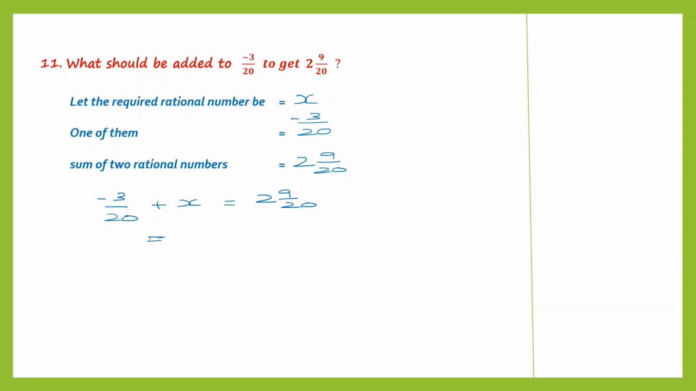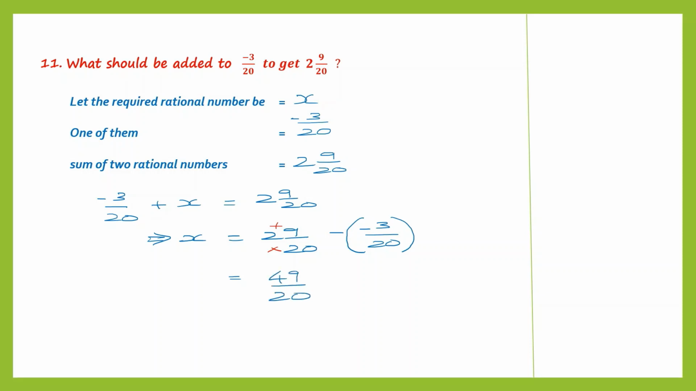So here to find the value of x, what do we say? 2 9 by 20. Since we're bringing minus 3 by 20 to the other side, the plus sign before minus 3 by 20 becomes minus, and then we put minus 3 by 20 within brackets like this. Now let's remove the brackets and see what we get. So here we get 2 9 by 20. Let's convert that. 20 into 2 is 40. 40 plus 9 is 49. So this is 49 by 20.